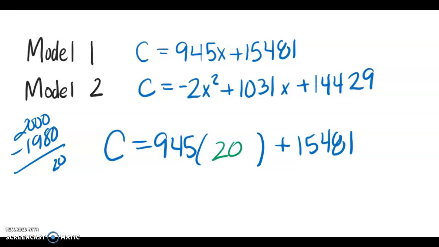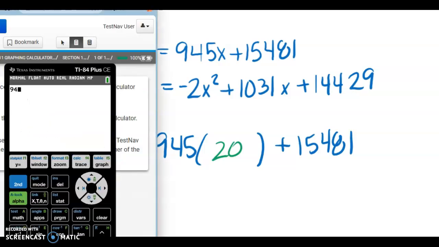Let's grab the calculator and compute this. So 945 times 20 plus 15,481. And here I get my answer. I'm going to put that into MyLab Math. How much does this differ from your estimate in part A? Well, in part A, I said it was 34,000. So the difference between the two is 381.